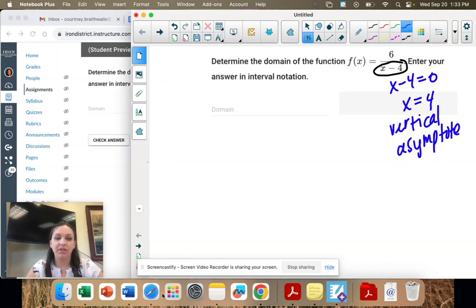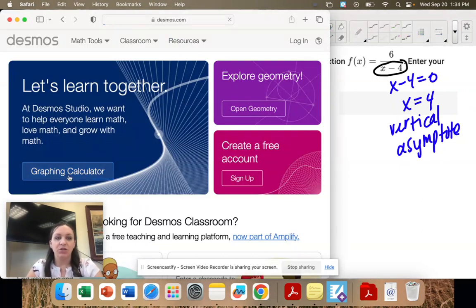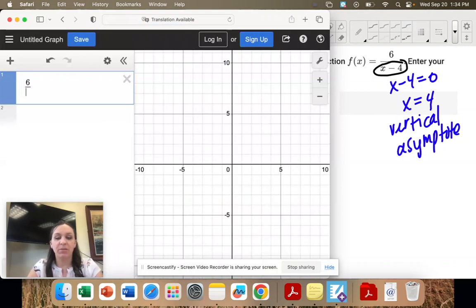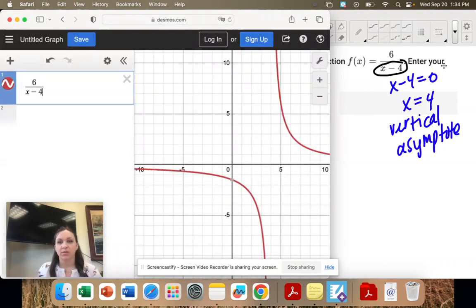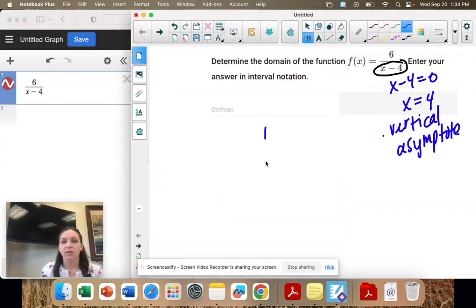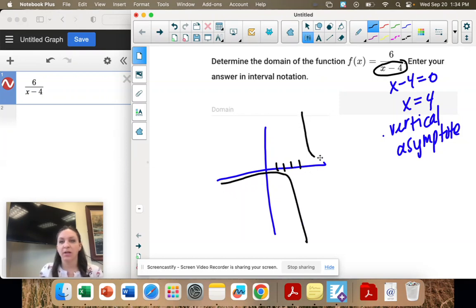And I'm going to graph it just because I like to get a visual. So 6 divided by x minus 4. So there's our graph. So it goes along, and at x equals 4, it's undefined. So it goes, jumps, and jumps. Okay. So domain is our x values of the graph.